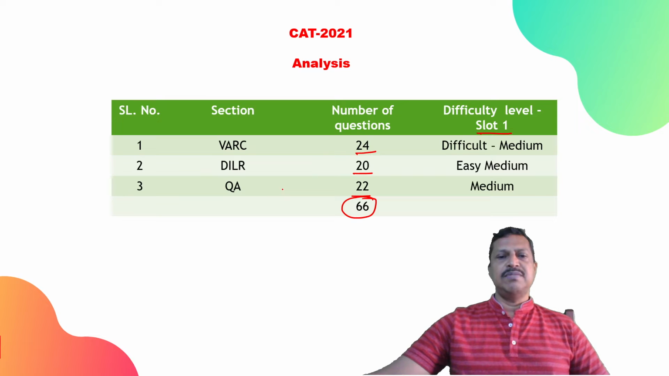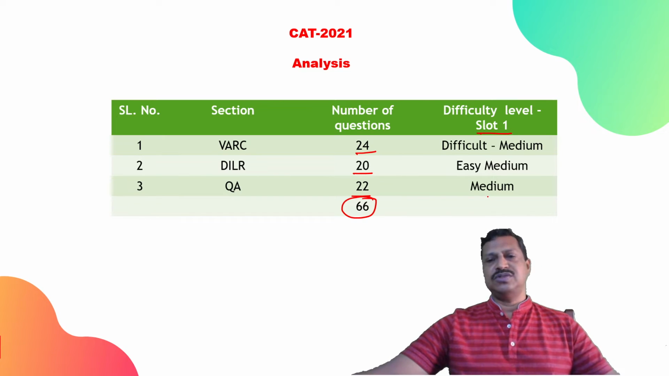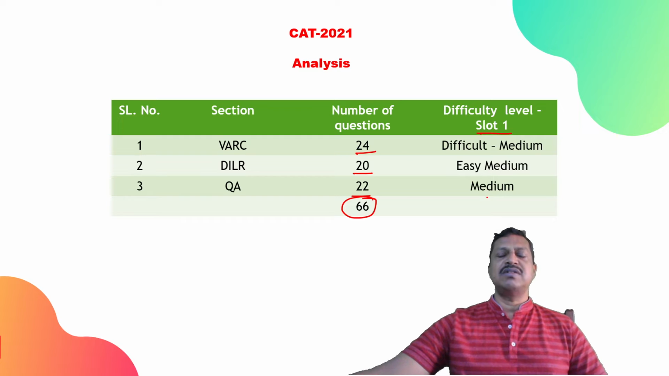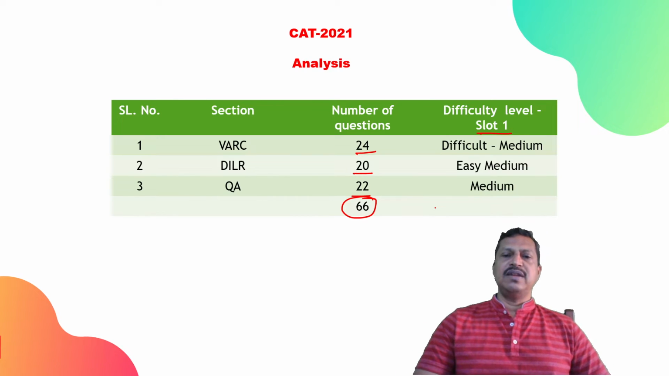QA is very balanced. As always in CAT, you get balanced things. So QA is a medium. That means there will be some questions which are very easy, some are moderate, and some are a little bit lengthy or difficult. So this is for slot one.